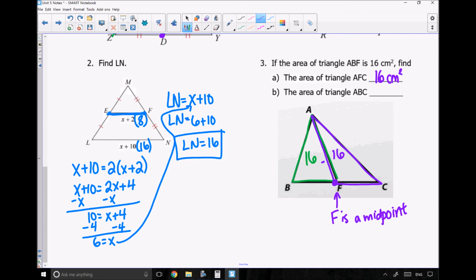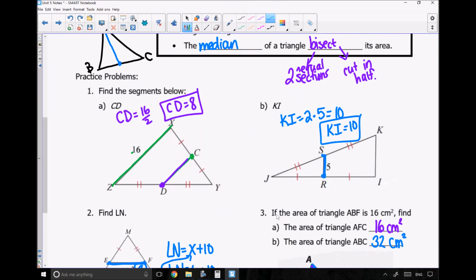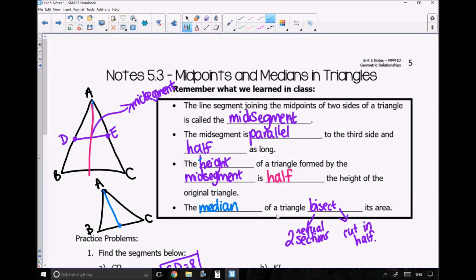And then it asks me to find the area of triangle ABC. Well, triangle ABC is this large triangle on the outside right here, and it's twice as big as each one of these areas by themselves. So I can just say 16 times 2, or 16 plus 16, is 32 square centimeters. Okay, and that's how you apply the information that we learned in our stations, as well as using Geometer's Sketchpad, to midpoints and medians and triangles.